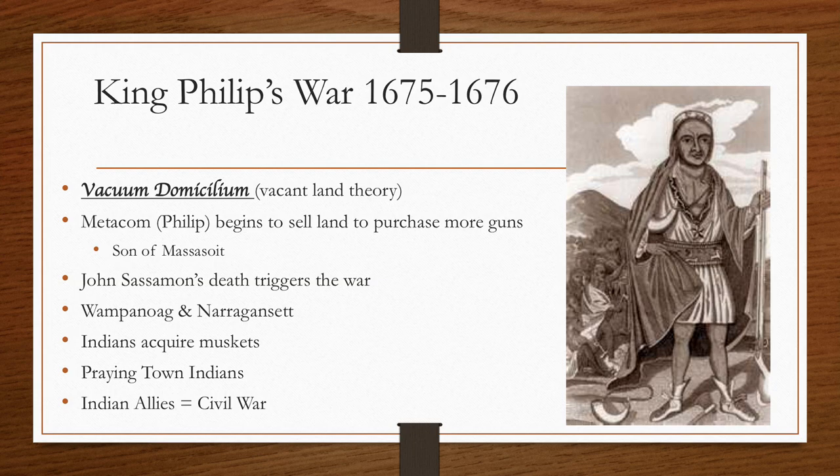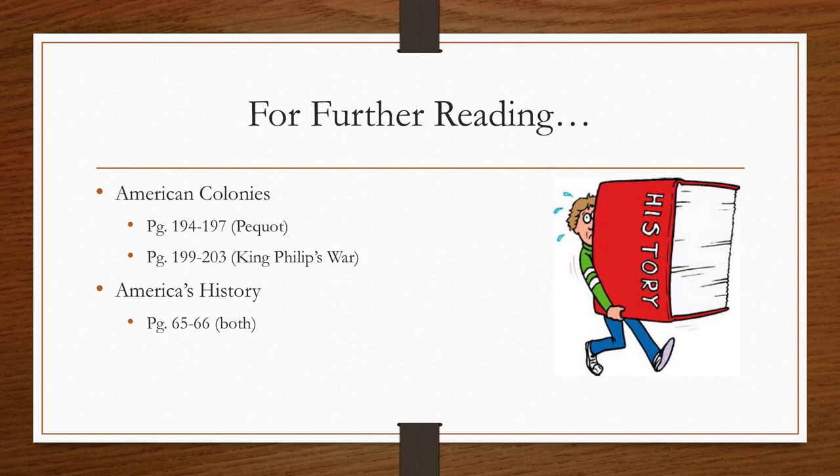Again, I try to make this video brief for you guys. If you want to read more about this in our book, American Colonies, you've got the Pequot War on pages 194 to 197, and King Philip's War is dealt with in much more depth than I did here on pages 199 to 203. Also, in America's History, our textbook, only a page talks about both of them, 65 and 66. What do I tell you about high school textbooks? They're bad. All right, that's enough of that.